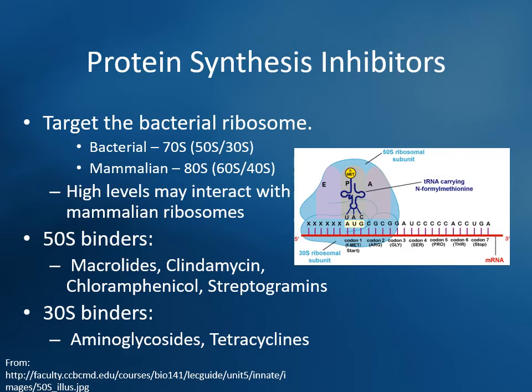Anyway, so again, we're going to find we have several groups of drugs that fall into this category. We're going to have things like our macrolides, very commonly used, especially for upper respiratory tract infections. Clindamycin. We won't talk about chloramphenicol and streptogramins so much, but we're definitely going to talk about tetracyclines and aminoglycosides. These are the big ticket ones you're going to run into quite frequently.